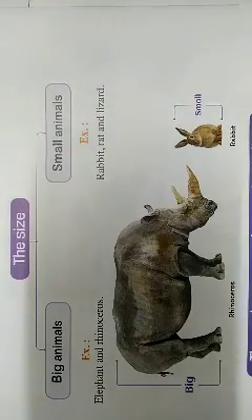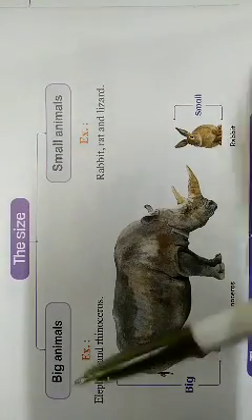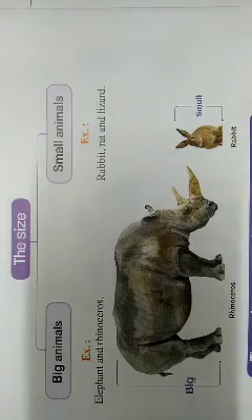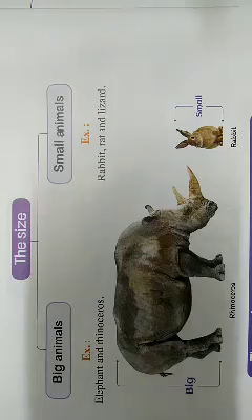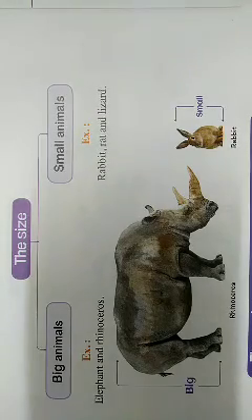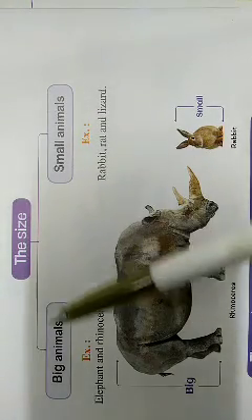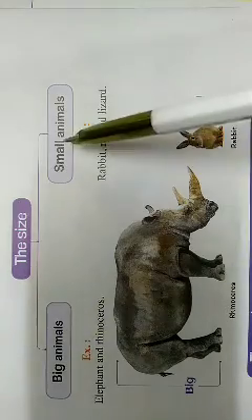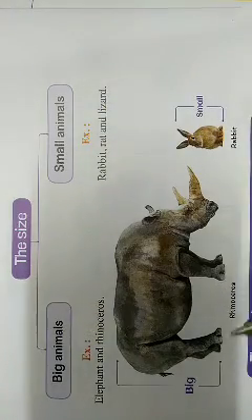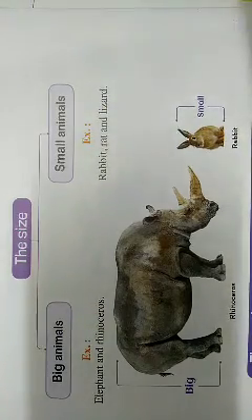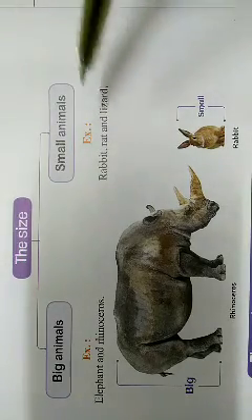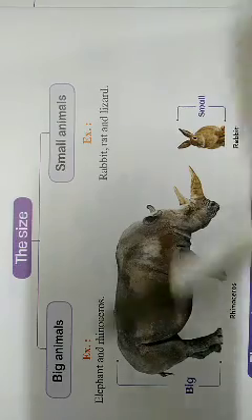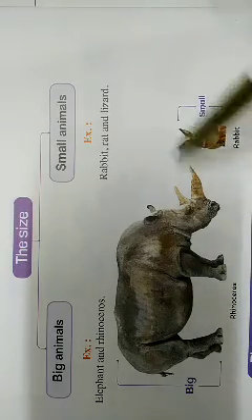Number 1, difference in size. There are big animals and small animals. Big animals as what? As elephant and rhinoceros. But small animals as rabbit, rat, and lizard. Okay, so big animals and small animals.